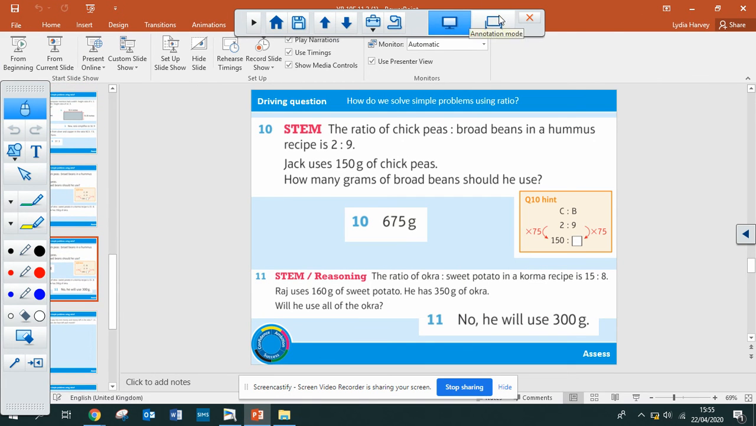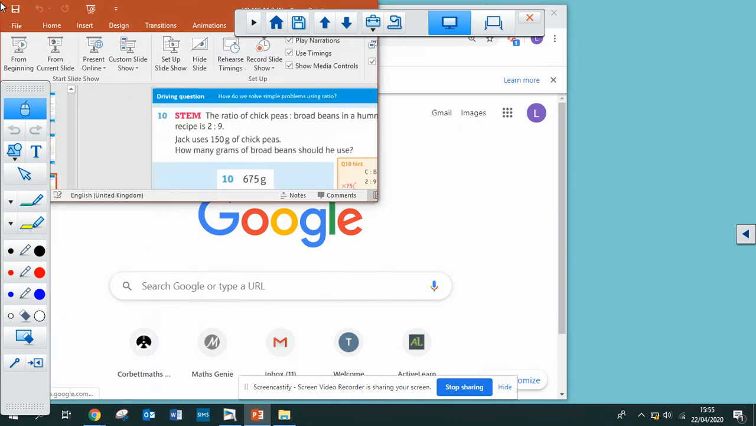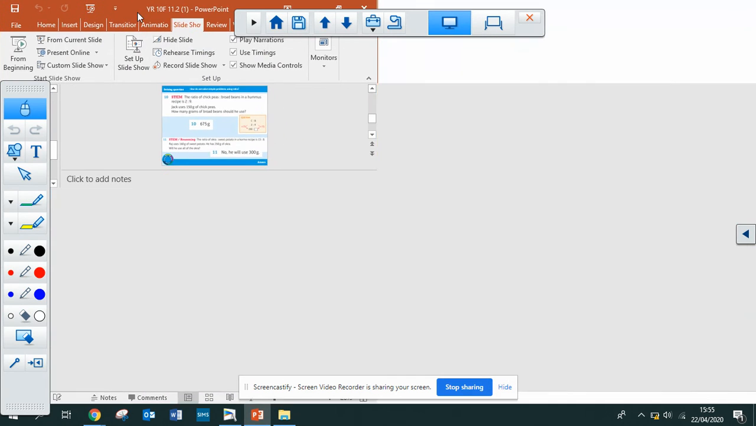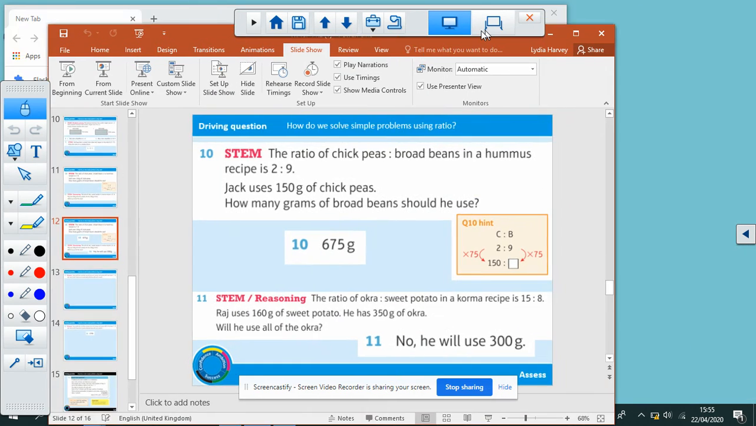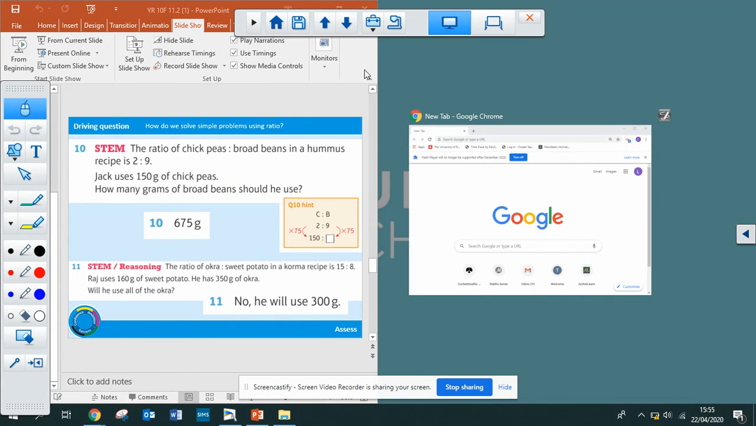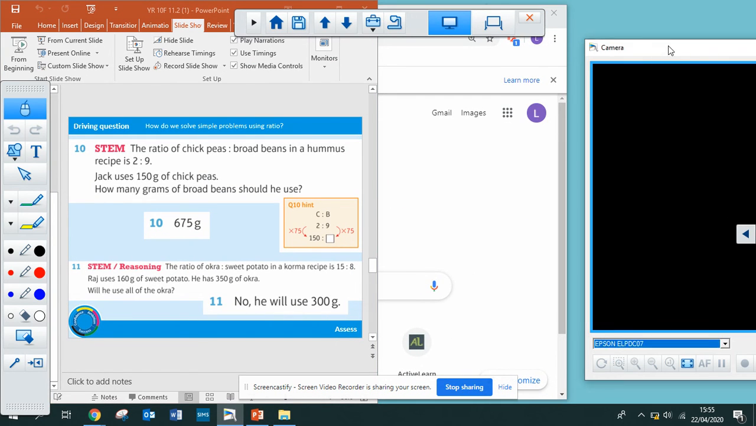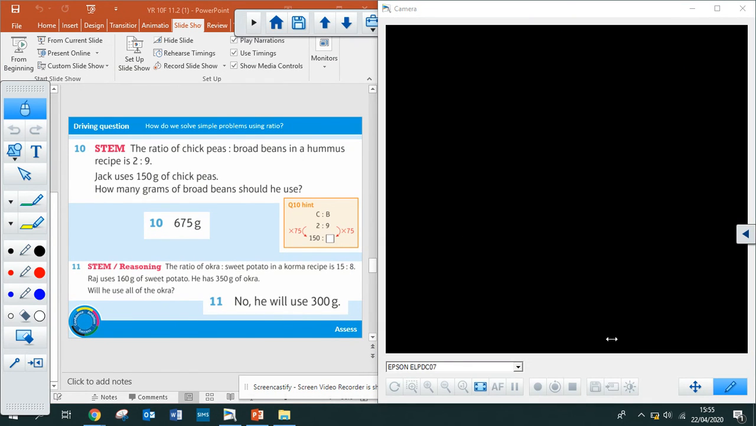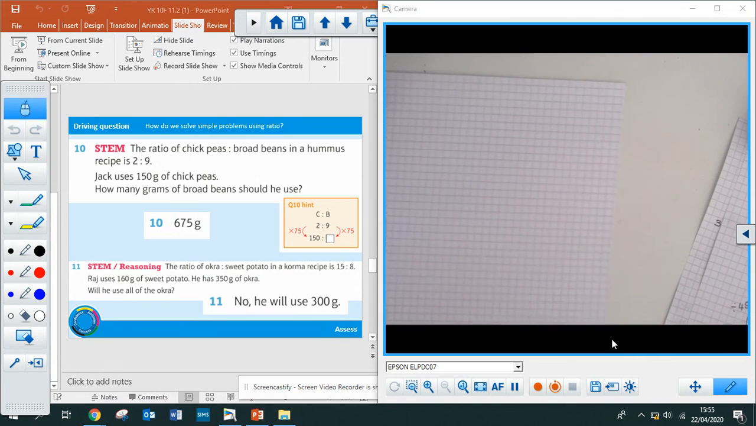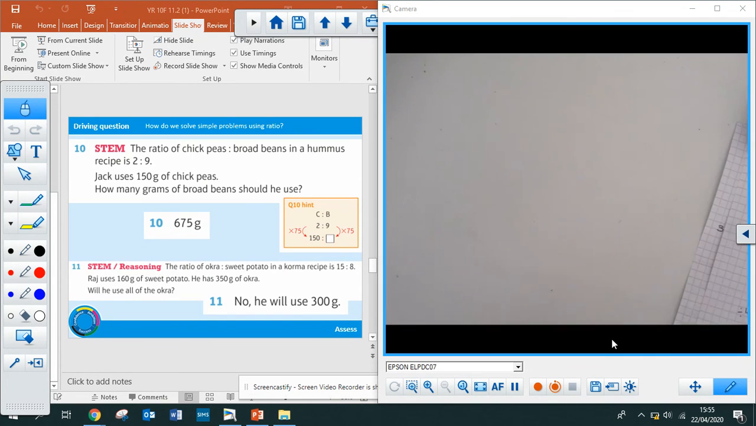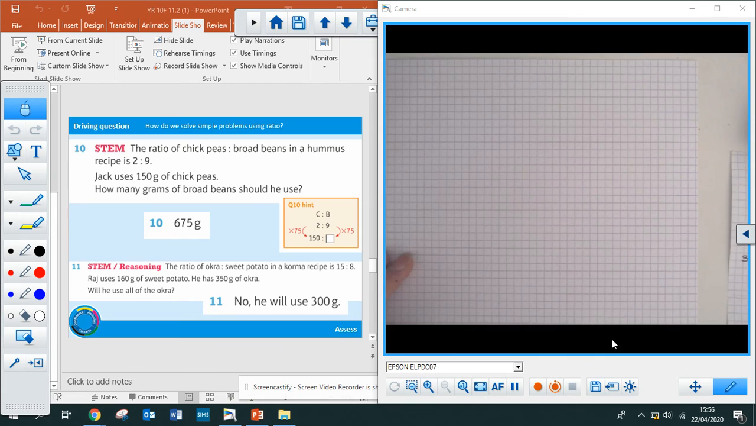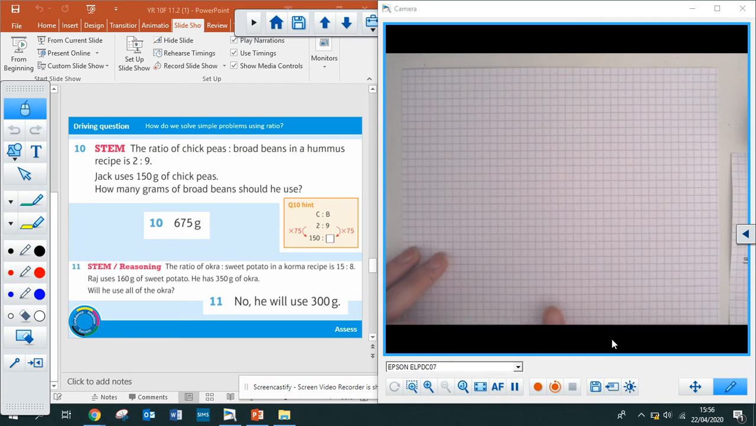Okay, so the solution's up on the screen there. Let me just get my split screen up and I'll go through it. That's better. And then the camera. Okay, so the answers are there. For 10 you should have 675 grams, and for 11 you should know he will use 300 grams. But I'll go through that with you now.